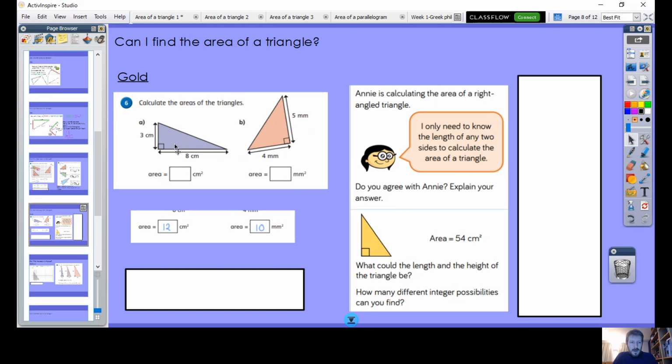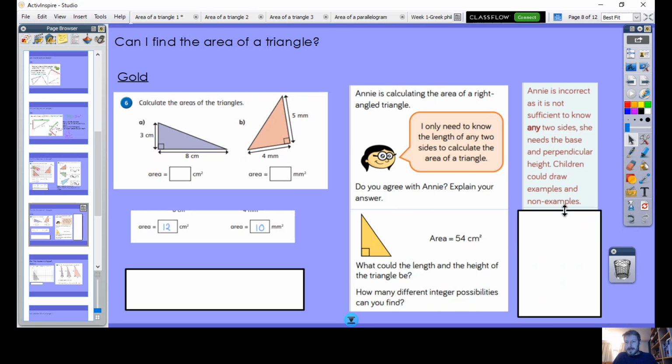Okay, so area of this one, 12 centimeters squared, and area of this one over here is 10 millimeters squared. And then, do you agree with Annie? Annie's incorrect. It's not sufficient to know any 2 sides. She needs the base and the perpendicular height. So it's really important that you know the specific sides. If by chance you were given those 2 sides, great, but it has to be the base and the perpendicular height that you know to be able to calculate the area.